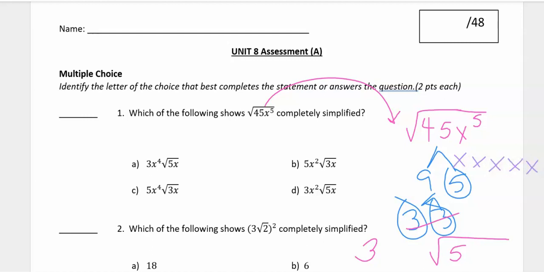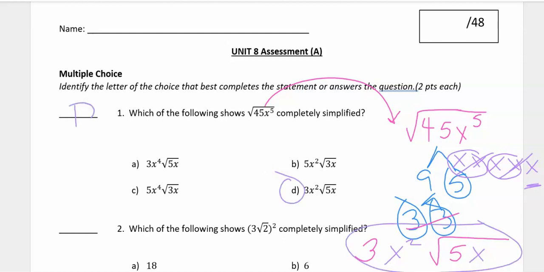X to the 5th is just x 5 times. So I would write it out, look for pairs. 1, 2 pairs. That's going to be x squared. There's 2 pairs. And this guy is left over, so he stays underneath. That is your answer, which was D.